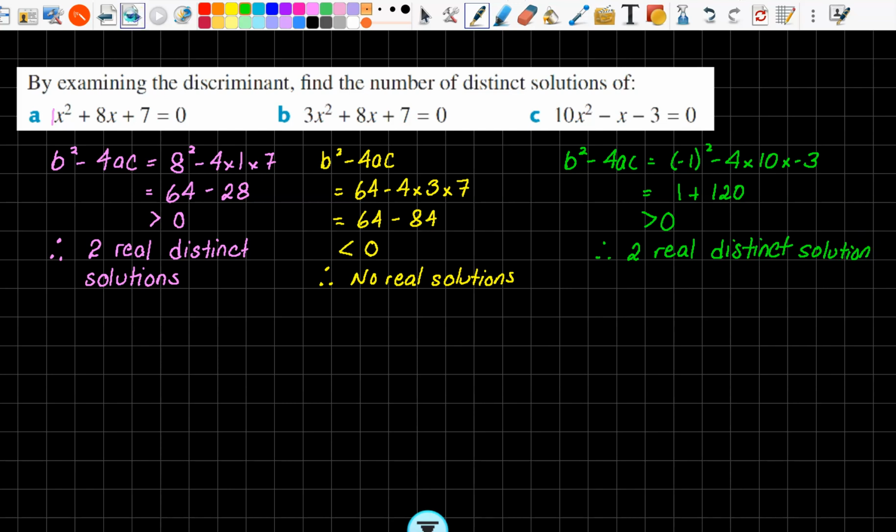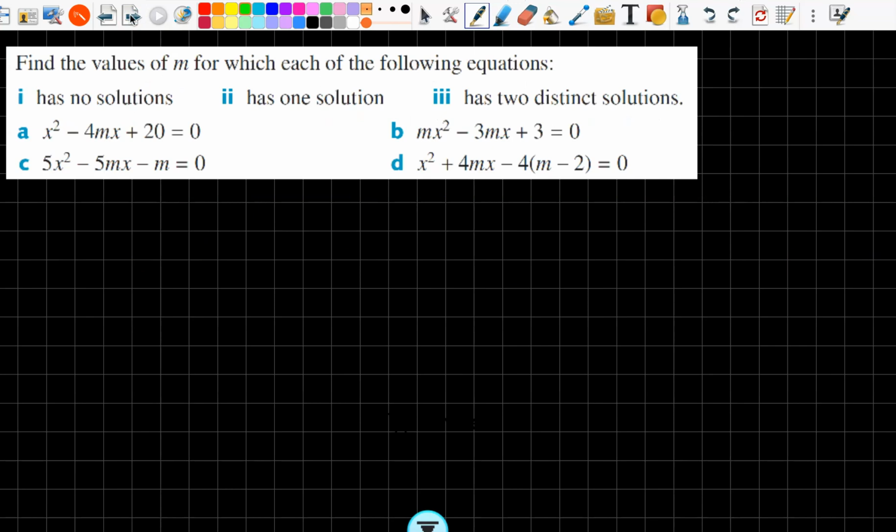Let's take it up a notch to the next level of questions. Find the value of m for which each of the following equations has no solution, one solution, two solutions. So we'll start with the first one, a. First let's work out b squared minus 4ac. If you can't do anything else, at least do that.